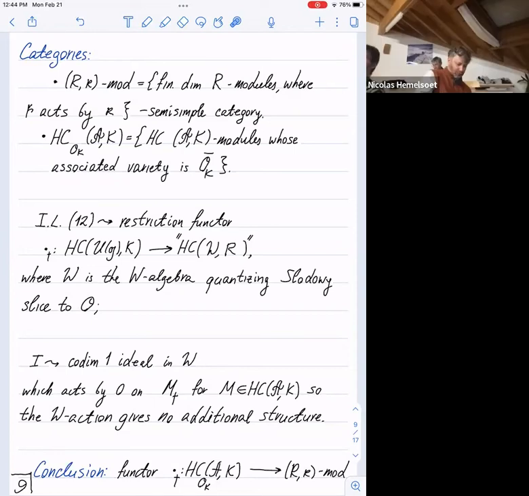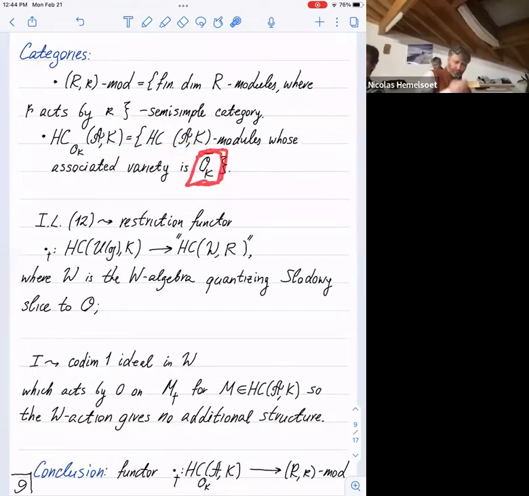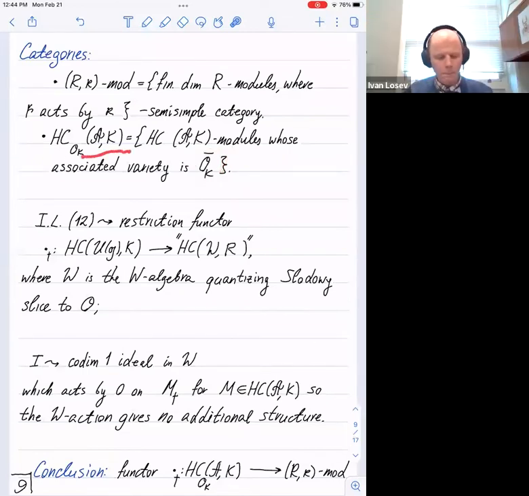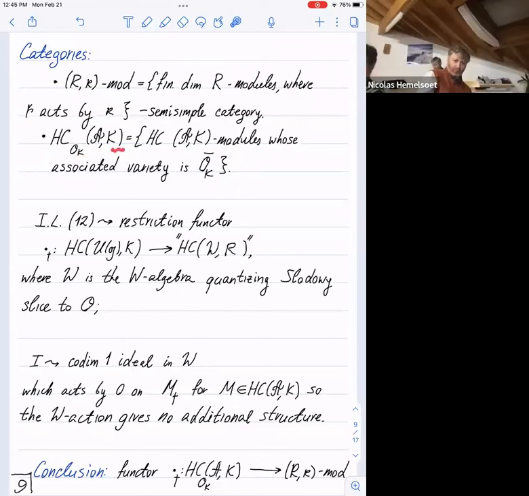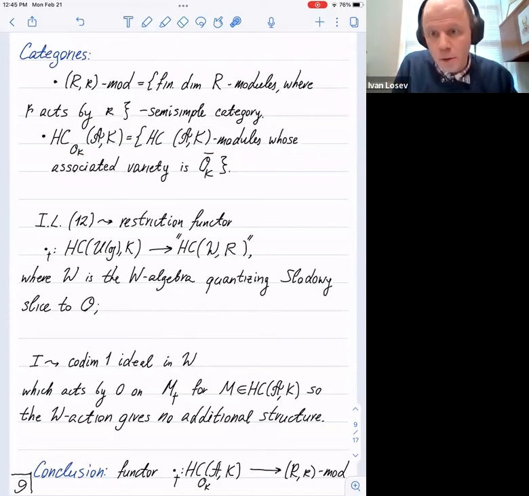On the other hand, I want to understand the category of all Harish Chandra (A, K) modules, which are supported on the closure of the orbit O_K. Okay, and I call it like so. So the entire category splits into the direct sum. I mean, at least the set of simples splits as a disjoint union of simples in this category. Okay, and actually the category splits into the direct sum. Now, the 2 categories are actually related, and that's the purpose of this restriction functor, which goes into the title of this section.